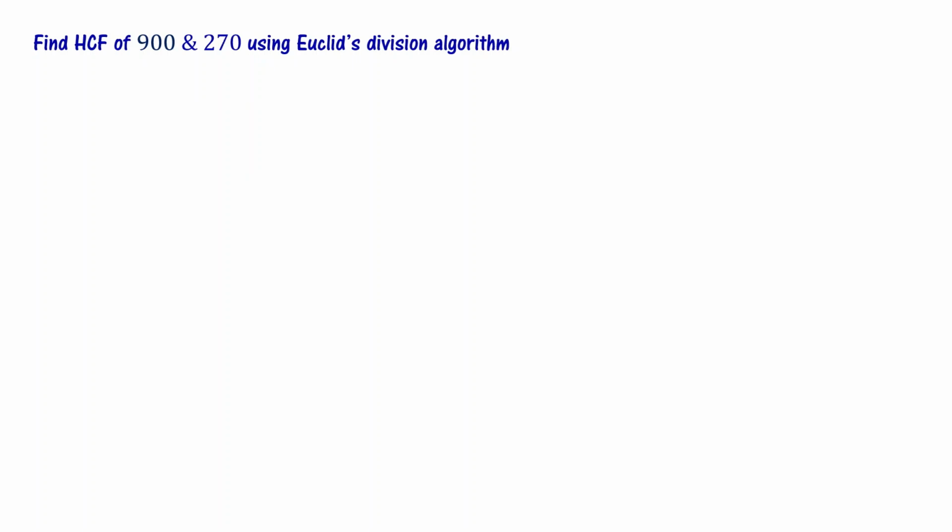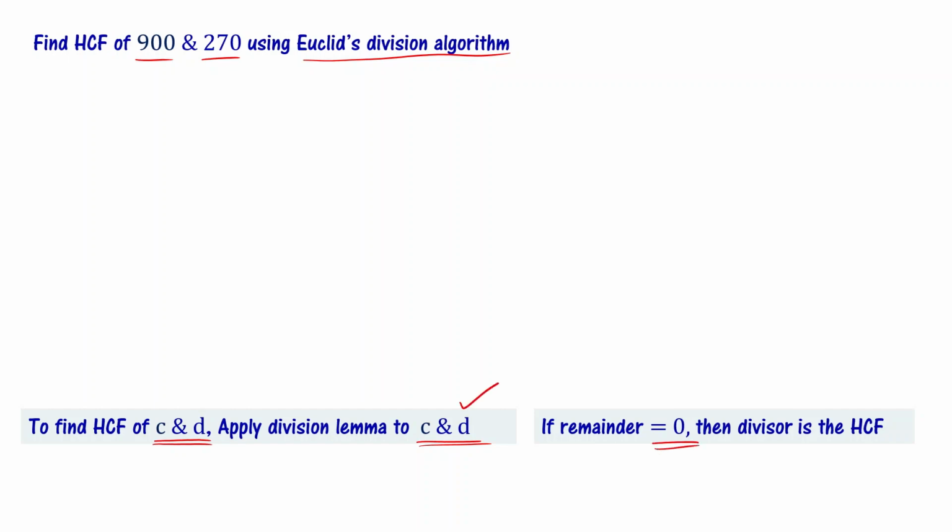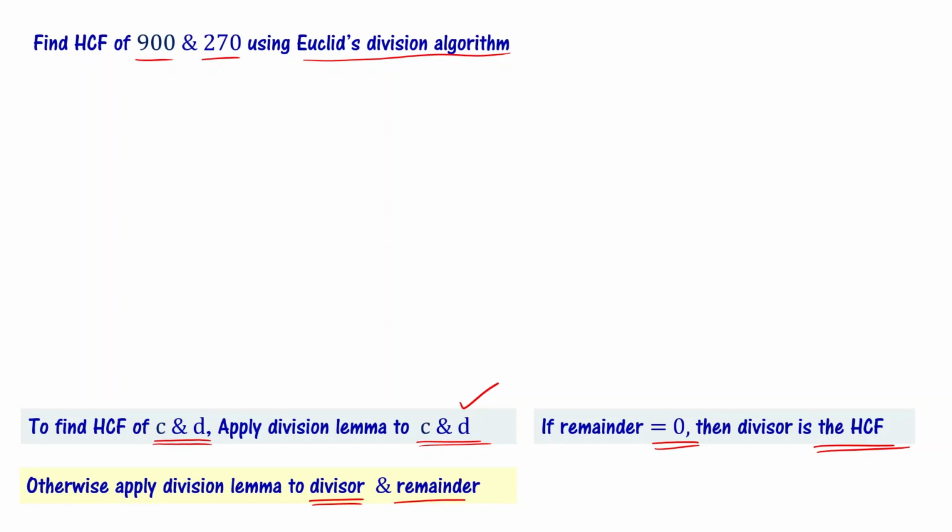Find HCF of two numbers 900 and 270 using Euclid's division algorithm. Division algorithm first step ఏమని చెప్తుంది, to find HCF of two numbers C and D, we have to apply division lemma to those two numbers and see what is the remainder, right? If remainder is 0, then the divisor is going to be the HCF. If remainder is not equal to 0, we have to apply the division lemma to the divisor and remainder. And we have to continue this process till the remainder goes to 0. Right? So let's start with this.